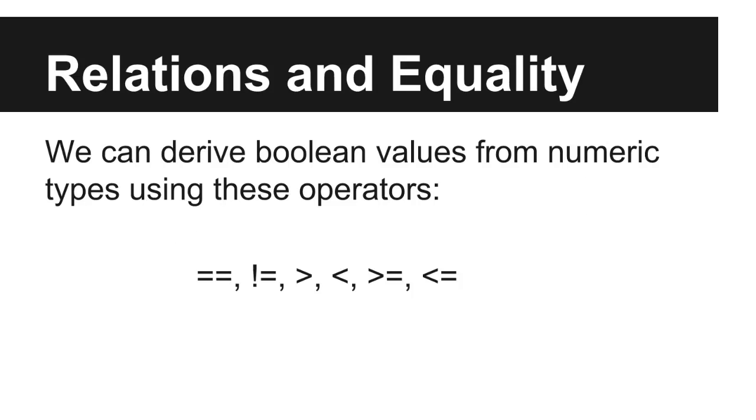And so we can use these 6 operators to derive Boolean values using math, using the numeric types. And there are other ways that we can do it too. We'll talk about those in about a month and a half.